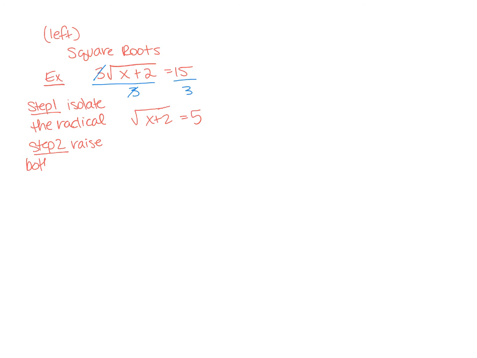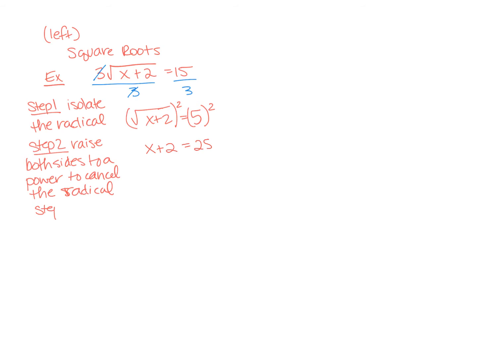Once you have it isolated, step 2 is to raise both sides to a power to cancel the radical. In this case, it's a square root, and I want to cancel the square root. So I'm going to raise it to the power of 2. If I square a square root, then they cancel, and I get my x plus 2 on the left side. The radical was canceled with the squaring, and on the right side, I get 25.